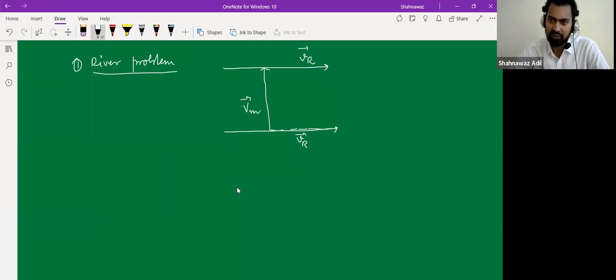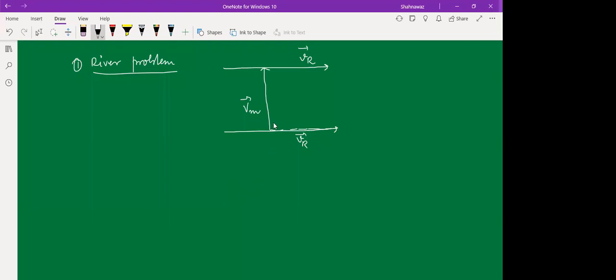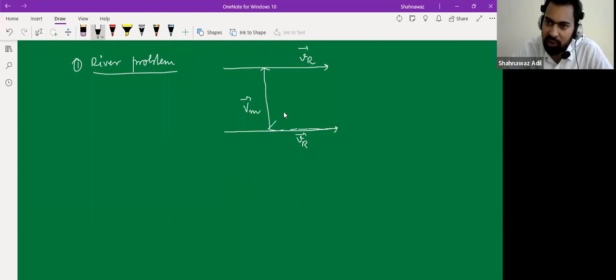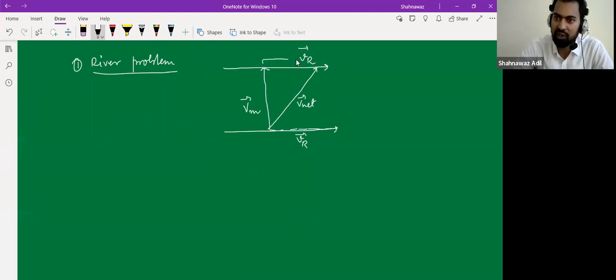Understood? Yes, sir. So this will be the resultant of these vectors, the net velocity. This is called the drift velocity. The man wanted to cross the river this way, but he got drifted because of the horizontal velocity. This is the horizontal velocity, and this is the vertical velocity.